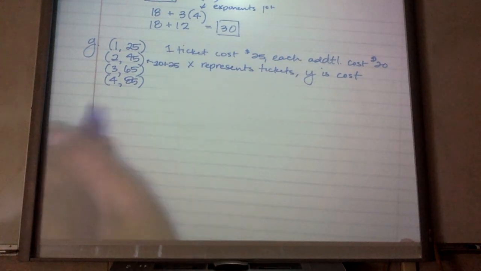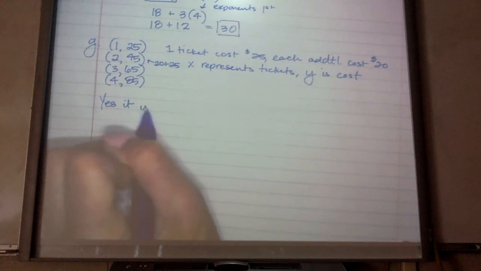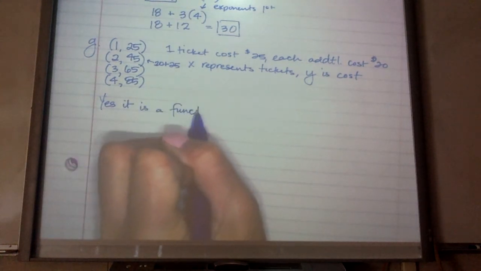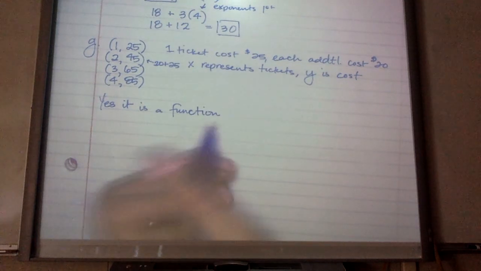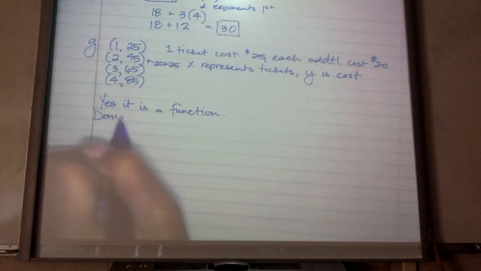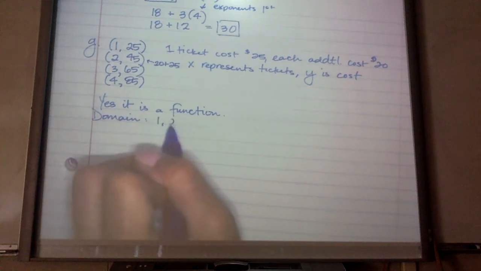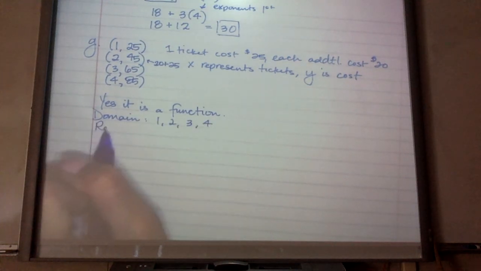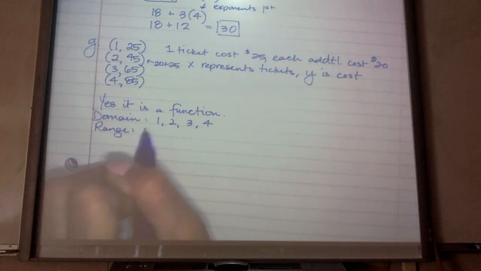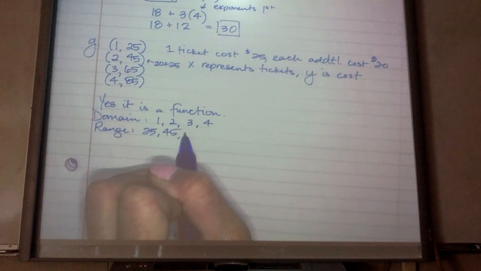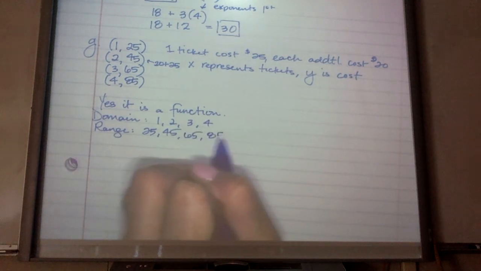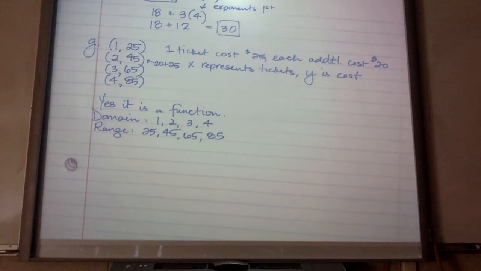Then it asks if this is a function. So yes, it is a function, because every number of tickets that you purchase is a different price. So yes, it is a function. My domain so far is 1, 2, 3, 4, and my range is 25, 45, 65, 85. They could also be written slightly different. You could also write X is greater than or equal to 1, but we'll just leave it at that.